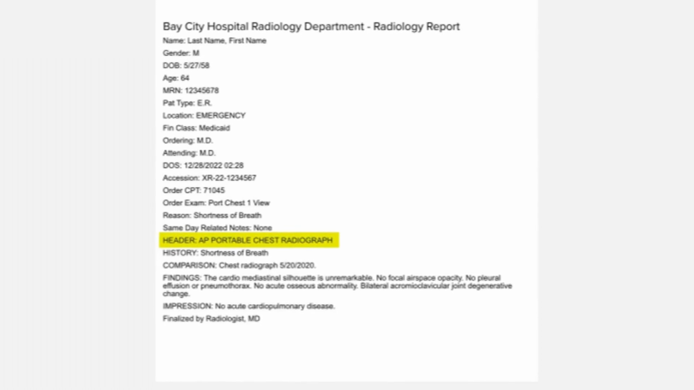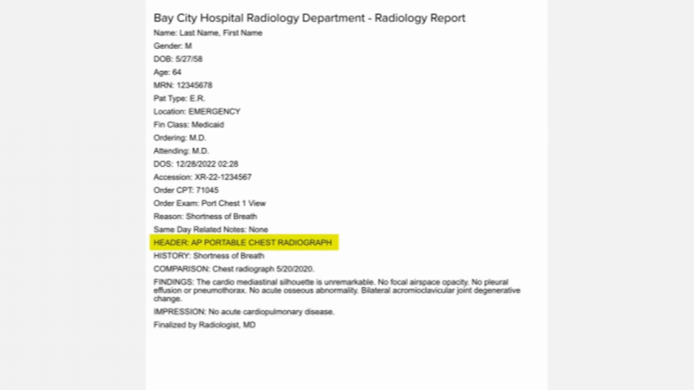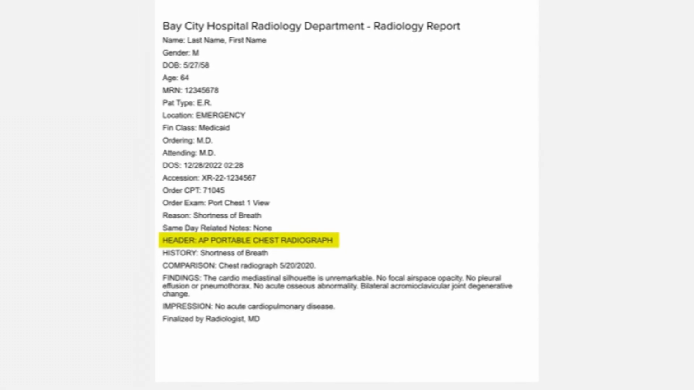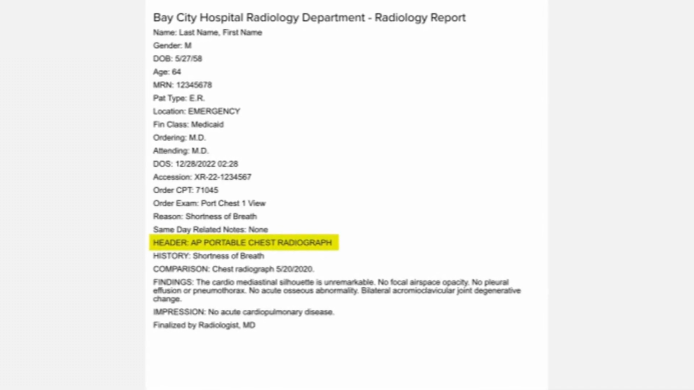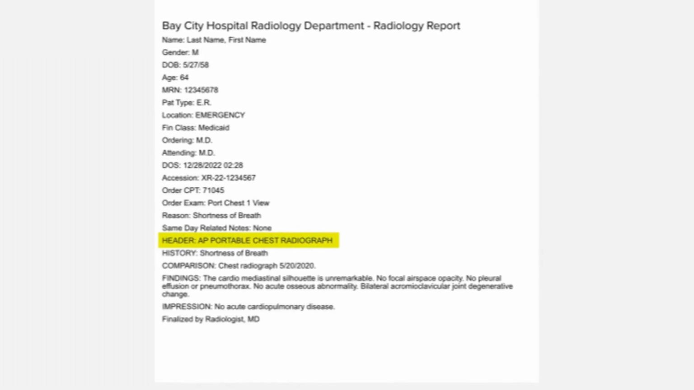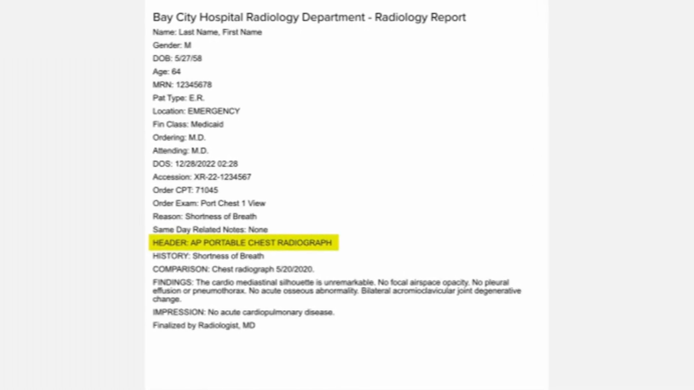Header, AP Portable Chest Radiograph. The header is the report area where views are documented. This line of information is vital for coding general radiography exams. The number of views done should match the report's order CPT code and order exam description. This confirms the view, anteroposterior portable 1 view, matching the order.